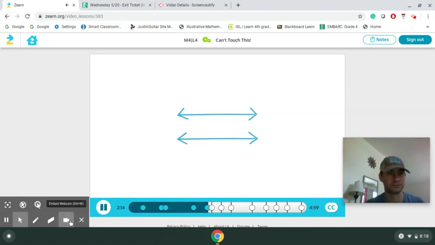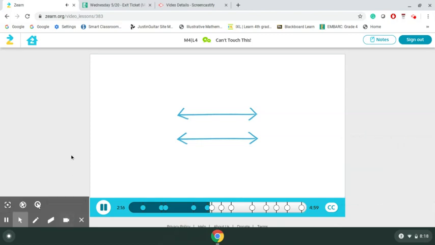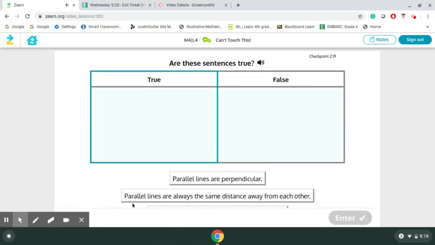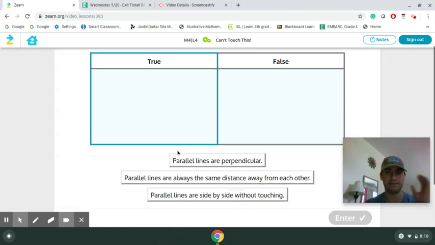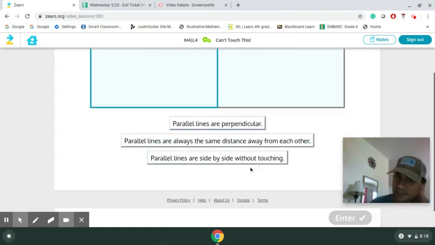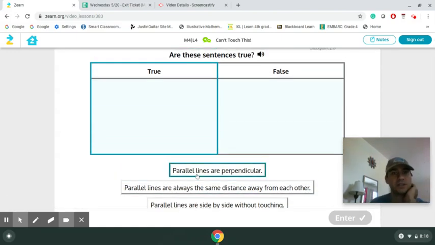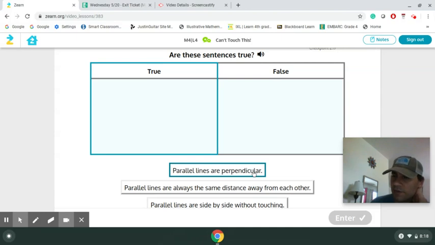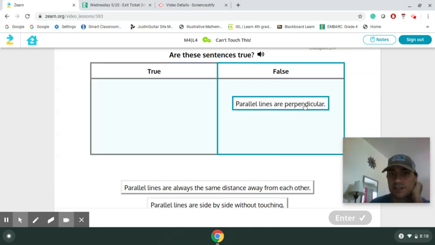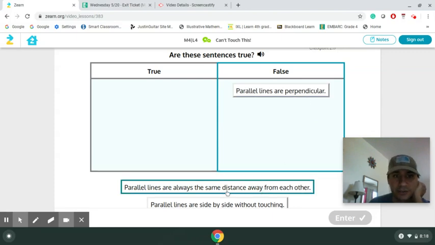Let's use the word parallel in sentences to describe what we've observed about parallel lines so far. All right, so we have a little true or false activity here. We have three sentences. We have to see if they're true or false. Let's read them together. Parallel lines are perpendicular lines. Are they? No, they're not. They're completely different. In fact, they're opposite. So this is false.